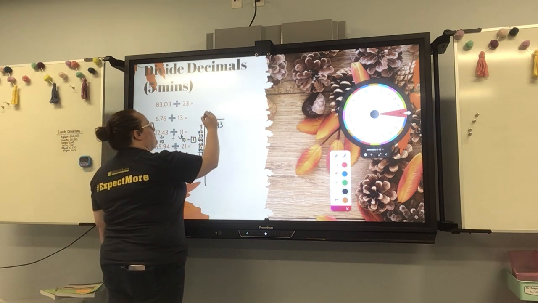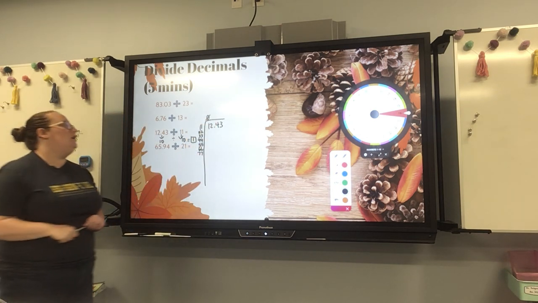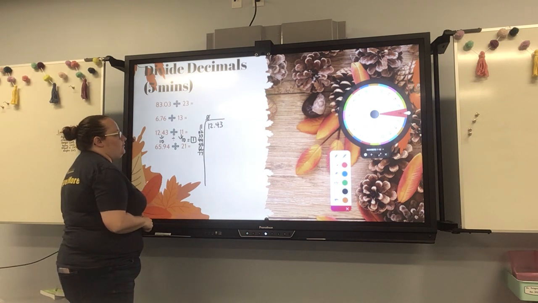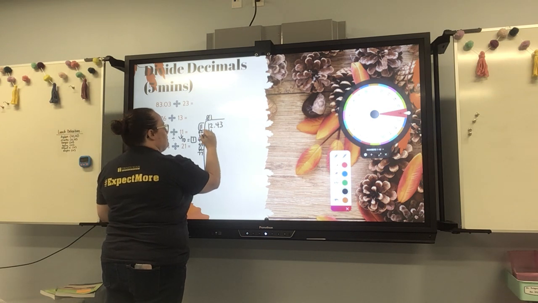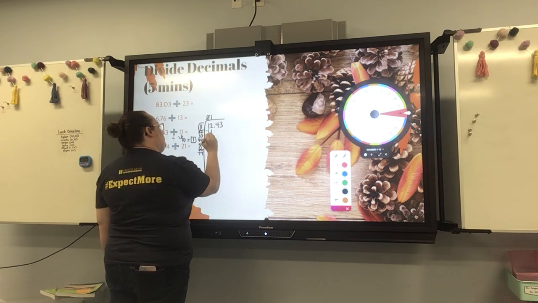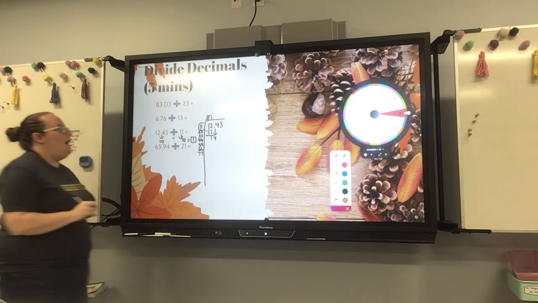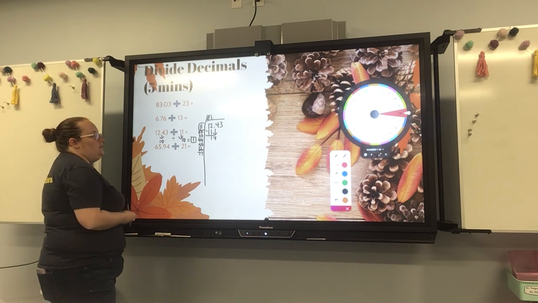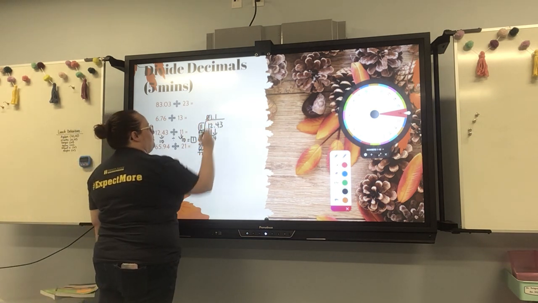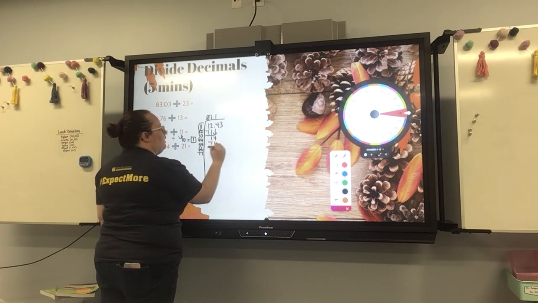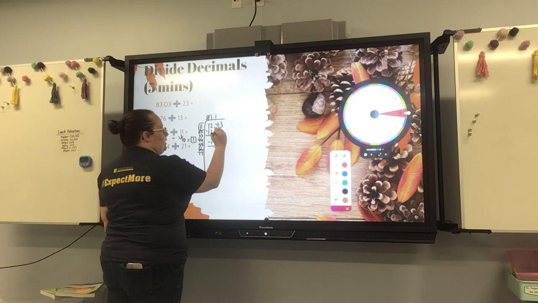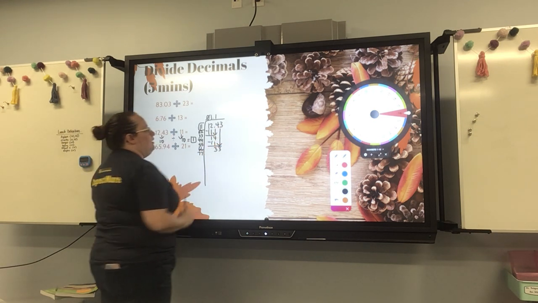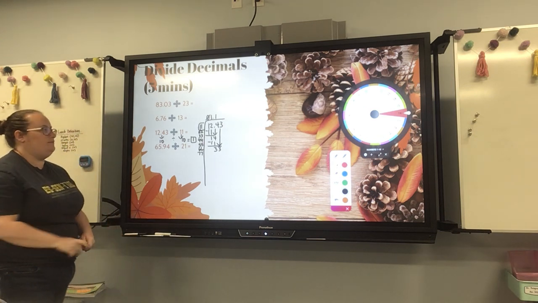11 can go into 1 0 times. 1 is too small. 11 can go into 12 1 time. I'm going to put a 1 in my quotient and subtract 11. 12 minus 11 would be 1. Bring down the 4. How many times can 11 go into 14? 1. I'm going to put a 1 in my quotient. Subtract 11. 14 minus 11 would be 3. I'm going to bring down my 3. 11 can go into 33.